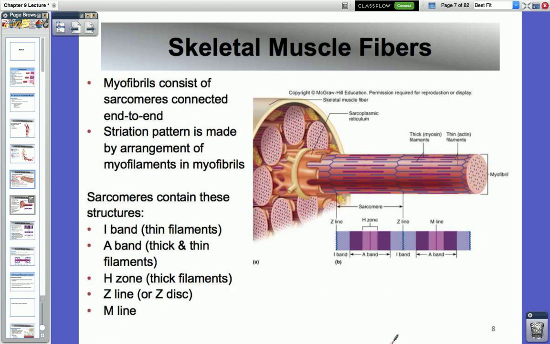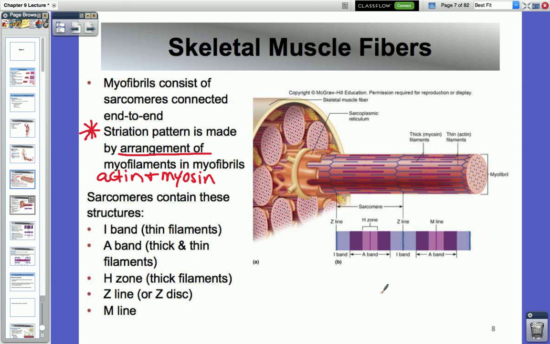So, again, looking a little bit closer into these muscle fibers and the arrangement of actin and myosin. Remember, the myofibrils are made up of myofilaments, and this striation pattern is specifically because of the arrangement of those myofilaments, specifically actin and myosin. So the way they kind of are arranged here causes those stripes and striations.